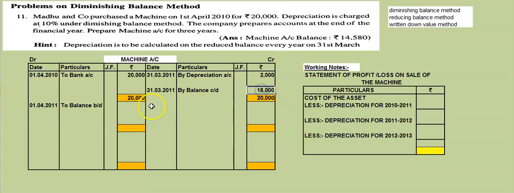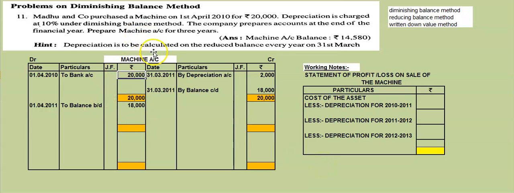Last year end value is 18,000. This will be the opening value for the next year. Now this is the value. Now here the twist starts. In the straight line method, what we used to do? We used to take depreciation always on the cost of the asset only. It means if we take depreciation on 20,000, always we used to take depreciation on 20,000 only every year.